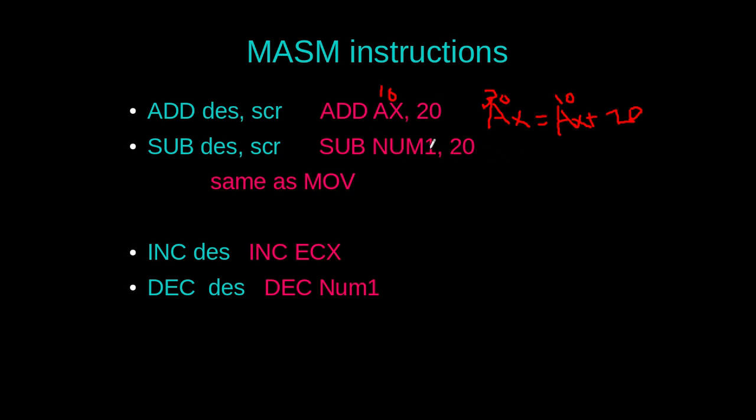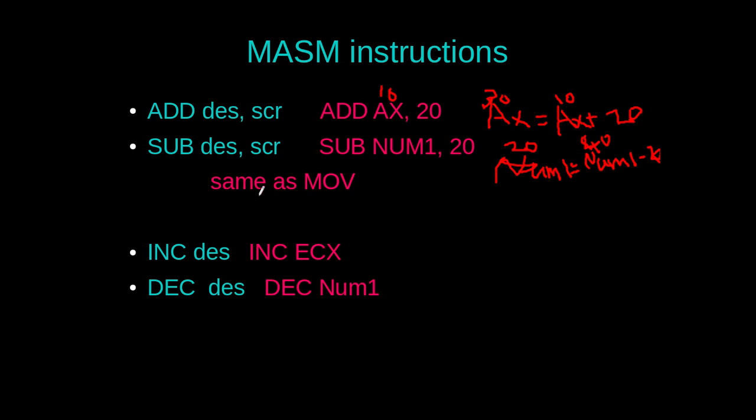Now sub, same thing. This is a memory location. num1 equals num1 minus 20. So if num1 was 40, I'm saying subtract 20 from 40 and save it again in num1. Overwrite num1 with the new value.